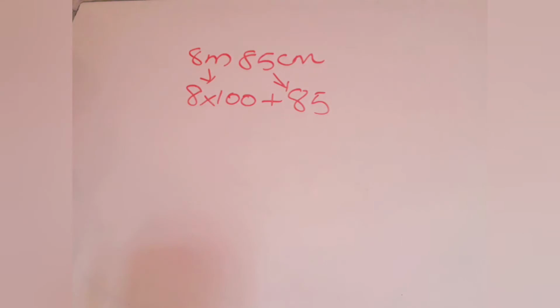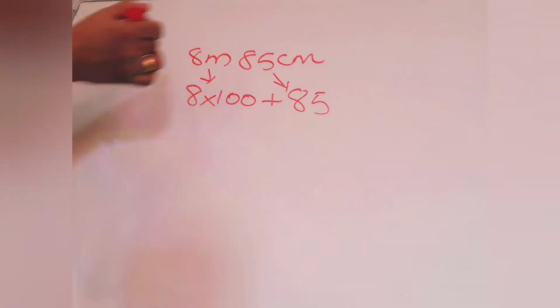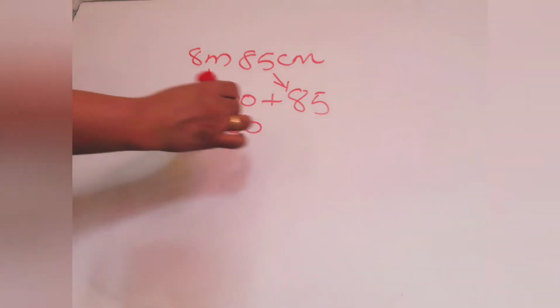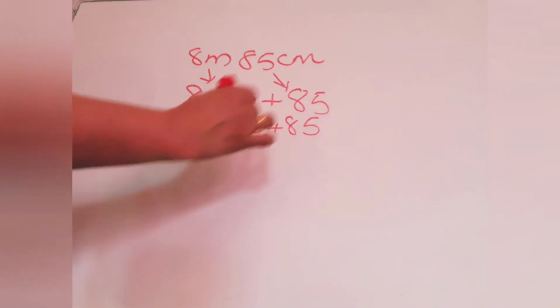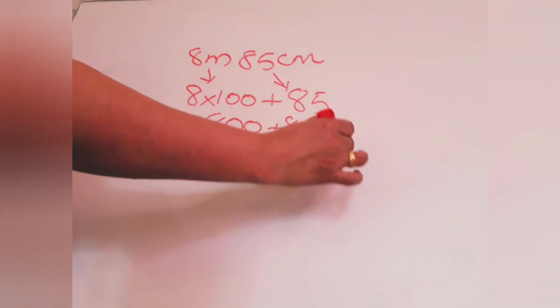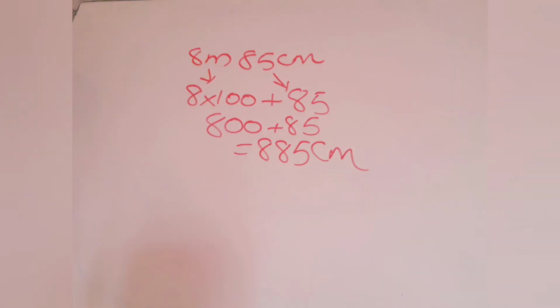In 3rd standard you are not learning points or decimals. That's why we are doing it like this. 8 into 100 plus 85. Because 85 is already in centimeter, no need to change. So we are doing meter into centimeter. That means 8 into 100 is 800 plus 85. When you add, you will get 885 centimeter. Directly if you write it, it is okay, no problem.